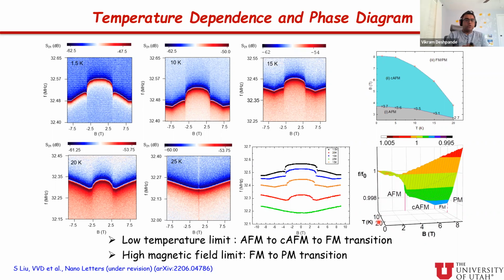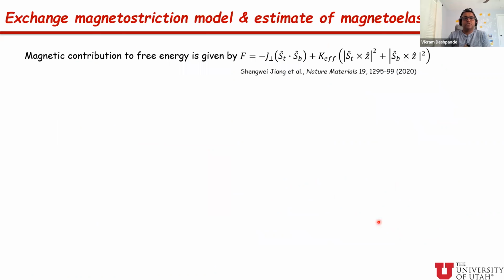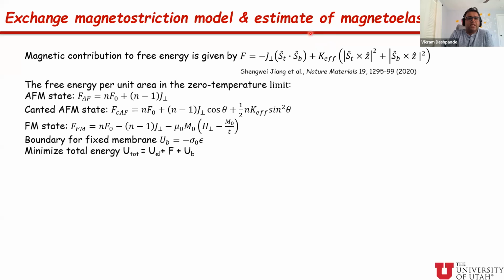To answer that question, we have used the exchange magnetostriction model developed by the Cornell group for the case of a different material. This exchange magnetostriction model has two terms in the magnetic free energy. The first term corresponds to the exchange, and the second term corresponds to the anisotropy. And we write out the free energies for the three different states.